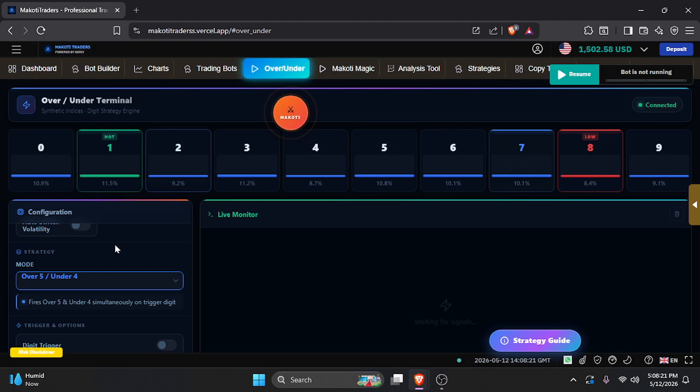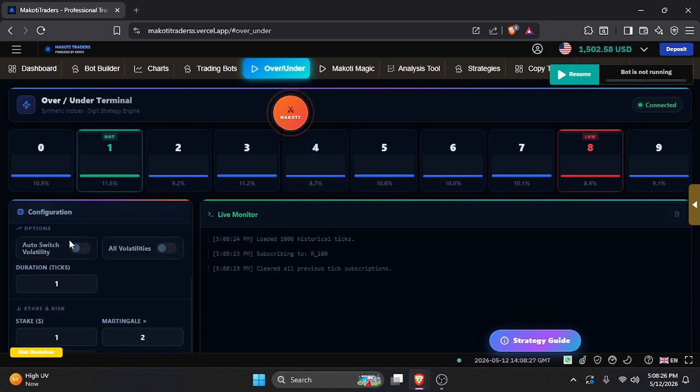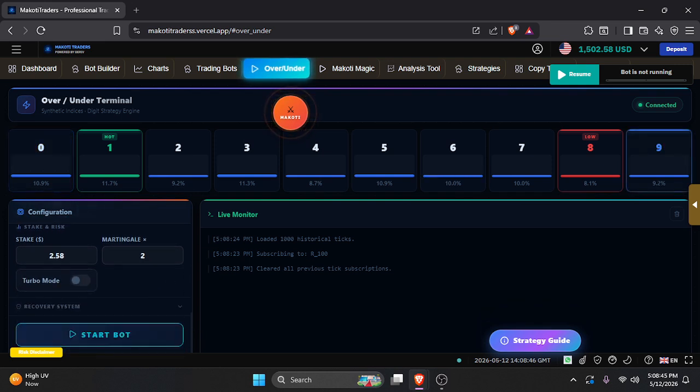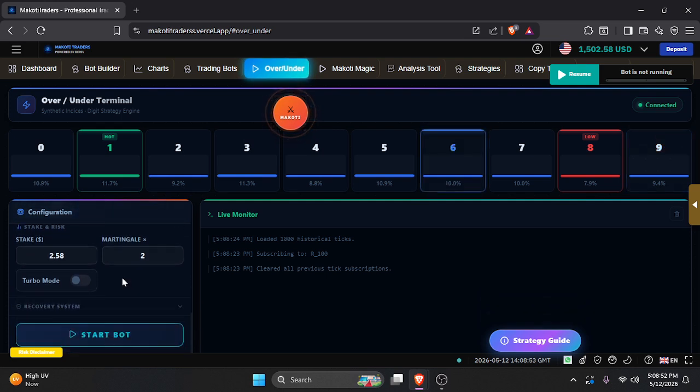About this 2 USD, I'm going to use Rise and Fall version 2, and I'll be staking all of it, and for duration, put 4 ticks. So after 4 ticks, and stake 2.58, the whole stake, because I don't want some complication with the client account. If the first trade goes a win, it's a win. If it goes a loss, it's a loss, because I don't want to continue trading. That's why I have turned the turbo mode on.